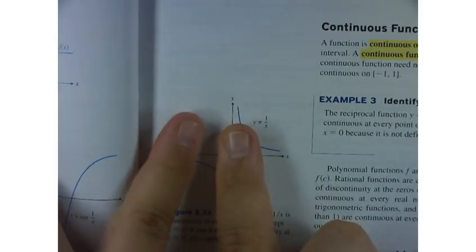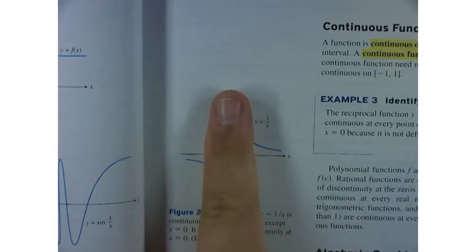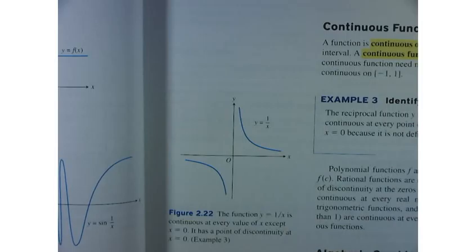Same thing over here. If I just pick out a little chunk of the graph, I could pretty much choose anything except for when x equals 0. But when I start to get towards x equals 0, all this calculus stuff doesn't work. Okay, does that make sense to you guys?